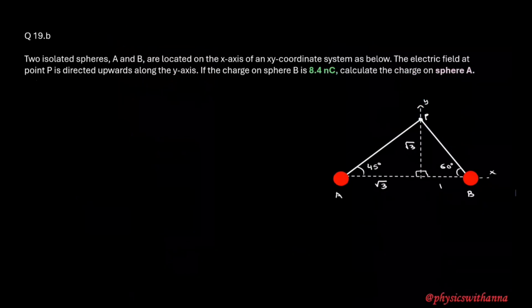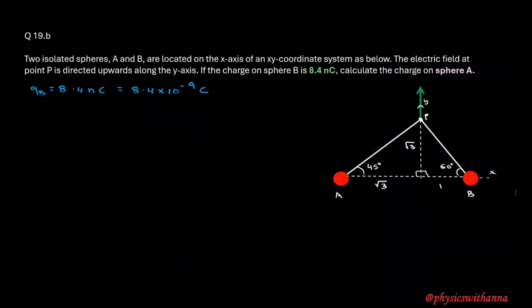Now in part B, you have a similar question, but instead of finding the charge on sphere B, now we need to find the charge on sphere A, whereas the charge on sphere B is 8.4 nanocoulomb, which is 8.4 times 10 to the power negative 9 coulomb. And the question remains the same. The net electric field at point P because of these two charges is directed upward along positive y-axis, and we need to find what is the magnitude of charge on sphere A.